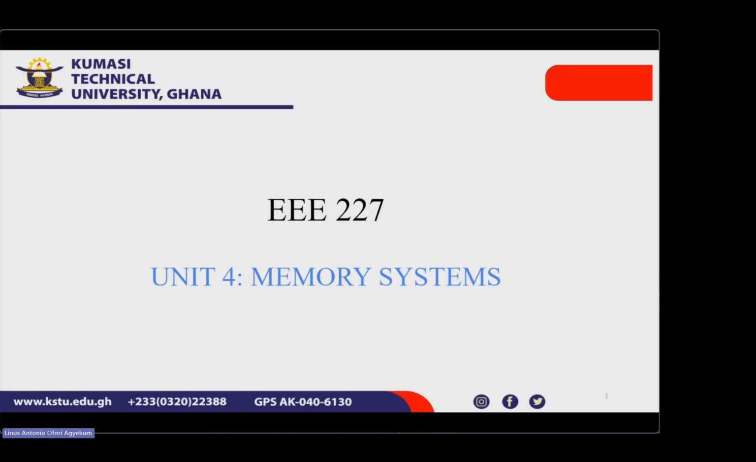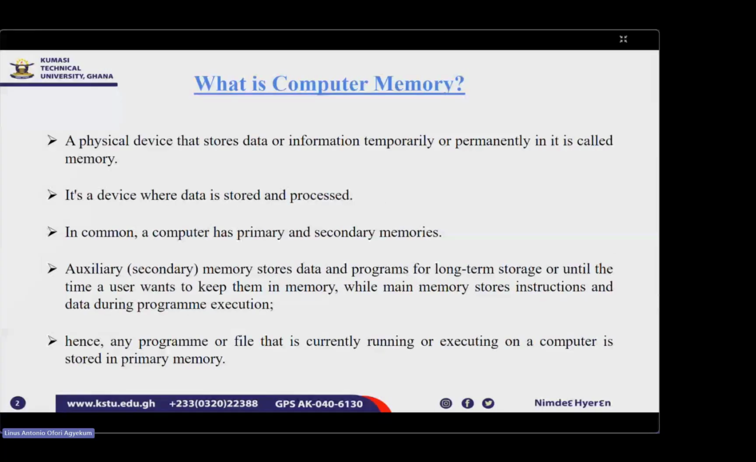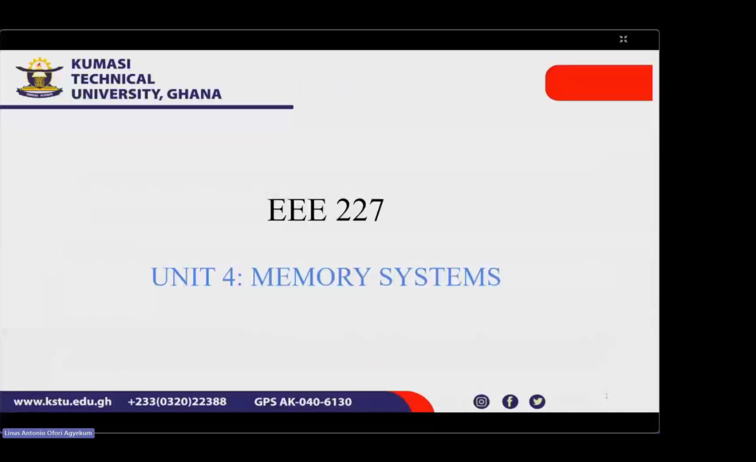Now, in this unit, we are basically going to look at the various types of memory and how they behave. Like I said, today we are going to look at memories and subsystems or memory systems. And all that we're going to be doing this evening is to look at the various types of memory, their characteristics, features, their limitations, and their advantages.